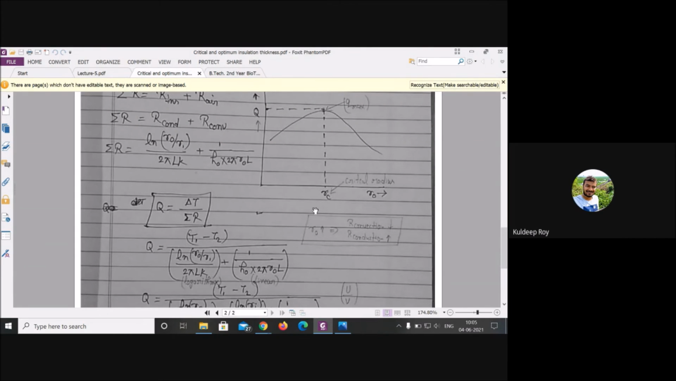Logarithmic value. When you increase the value of R naught, what will happen? This whole term, I am talking about the whole term, will increase. Just listen very carefully. When you increase the value of R naught, this whole value will increase. But when you increase the value of R naught, this whole value will reduce. You see?